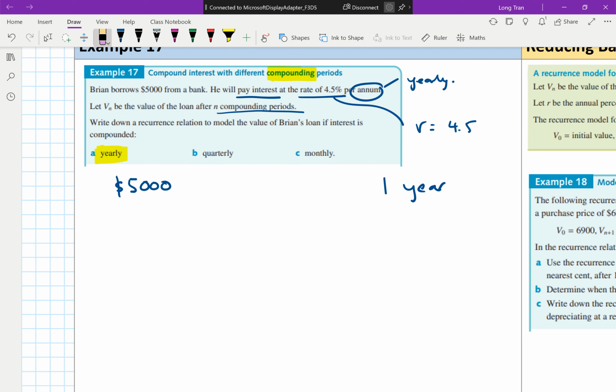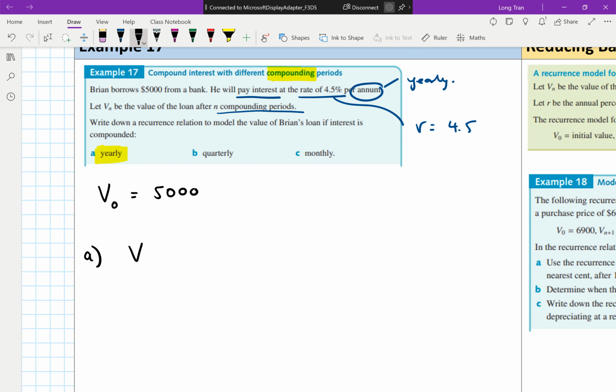This is what you would do. So here it says, write down a recurrence relation to model the value of Brian's loan if interest is compounded yearly. The only difference here is you start off with V0. How much did you start? $5,000.